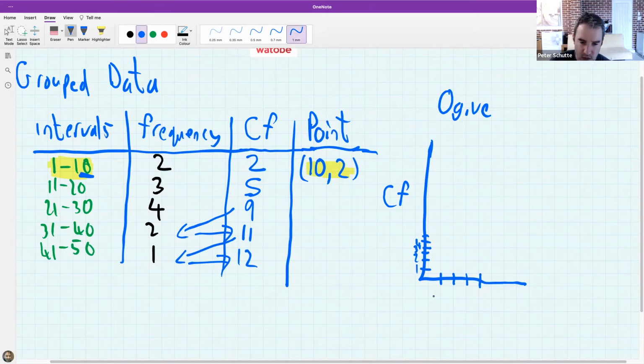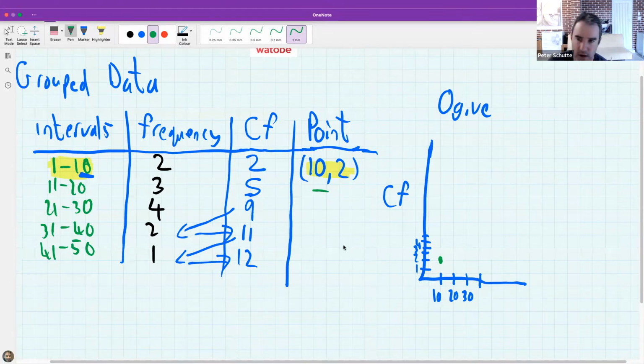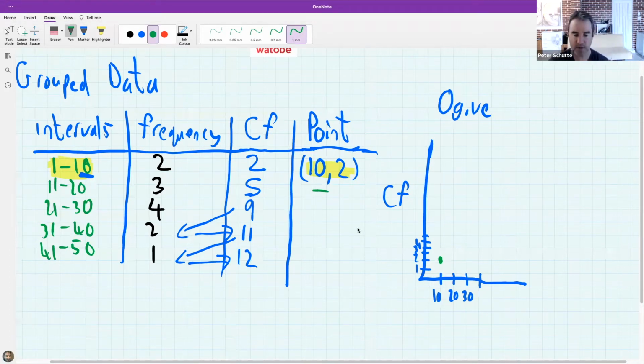So my very first point on the ogive would be the point 10, 2. So I go to 10 on my axis here, and I'd put that point over here. I want to know, ladies and gentlemen, what is going to be the second point on my ogive? Who has an answer? If you put your hand up or put it in the chat.